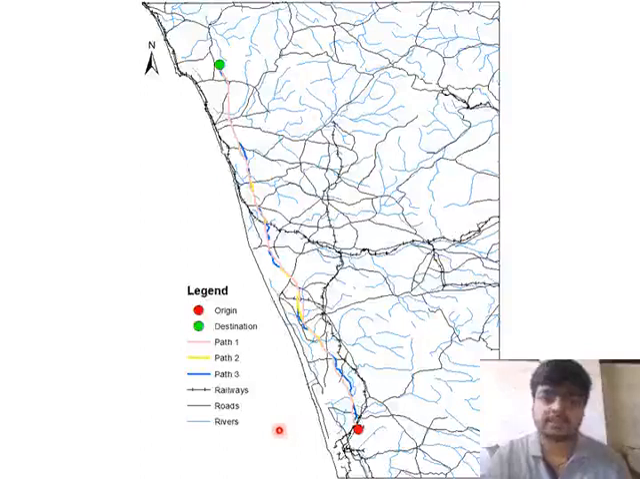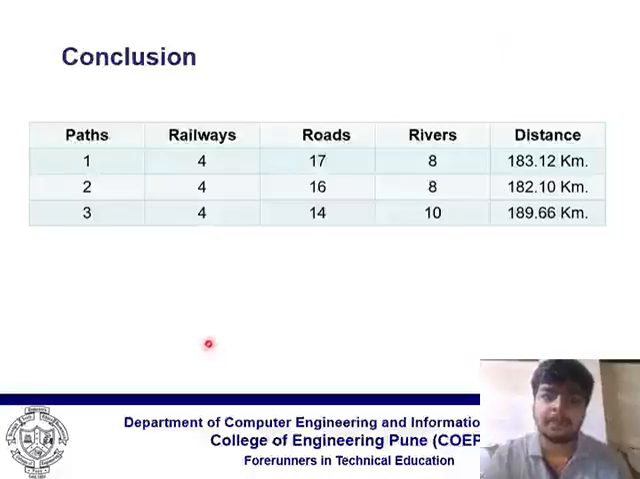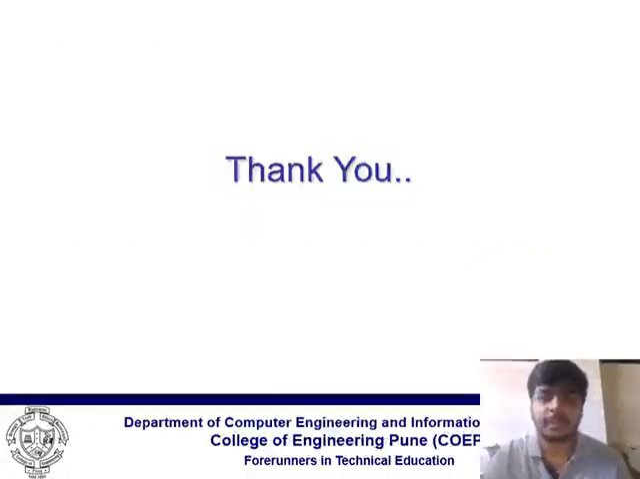So these are the results of this paper. The conclusion, as you can see, is that it's topologically impossible to reduce the number of crossings on the railways between those 2 points, so all of them have the same crossings. There is some leeway in roads. The third path has the lowest amount of road crossings, but it has the highest amount of river crossings. And the distance of the second path is the lowest at 182.10 kilometers, and the third path has the highest distance. So these are the results, and thank you for your time.